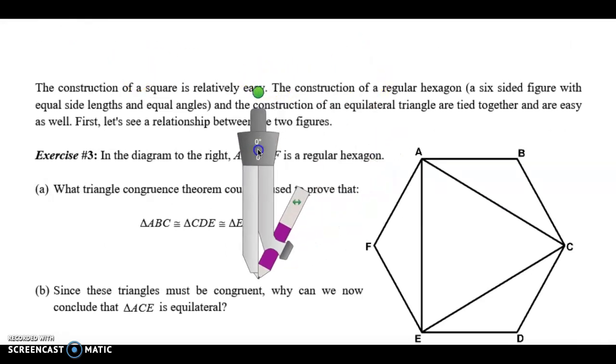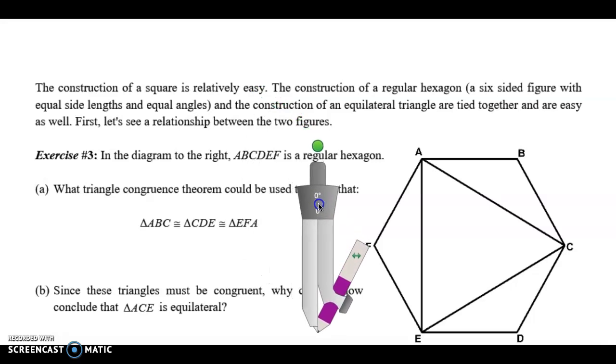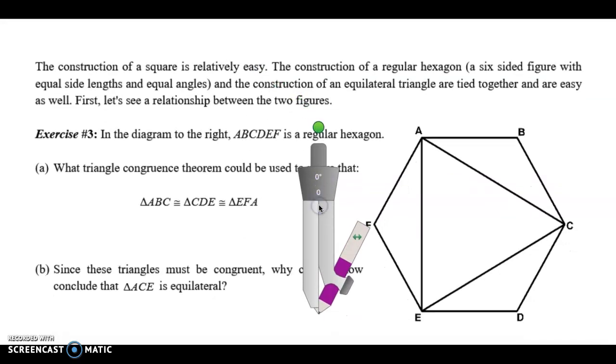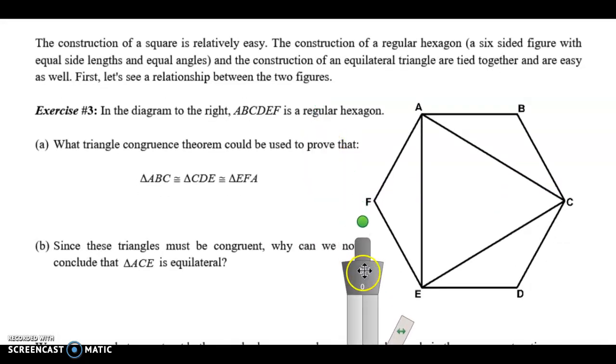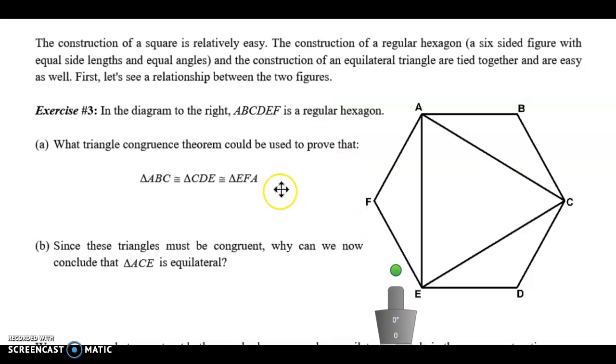The construction of a regular hexagon, which is a 6-sided figure with equal side lengths and equal angles, and the construction of an equilateral triangle are tied together and are easy as well. First, let's see the relationship between the two figures. So I'm not going to use my compass up here. I'm going to use it down on the bottom. So let me just move that down.